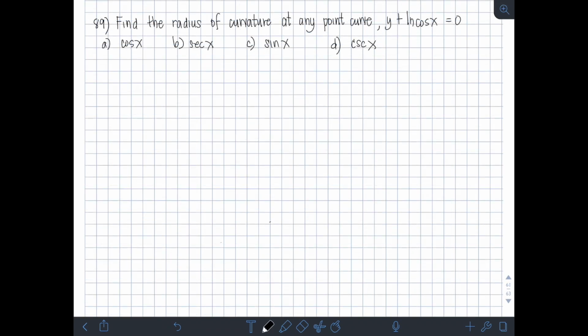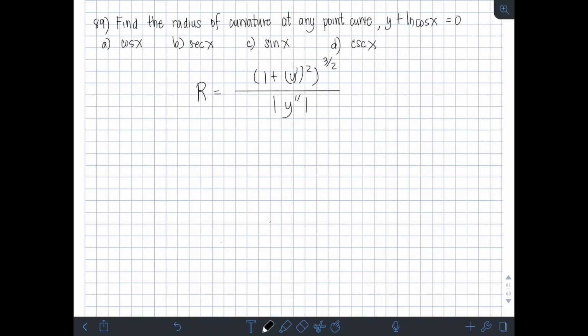Okay? Next, we have, find the radius of curvature at any point of the curve y plus ln cosine x equals 0. Okay, so radius of curvature. So, meron lang tayong formula dyan. So, radius of curvature, let's say capital R, is equal to 1 plus y prime squared quantity raised to 3 halves divided by absolute value of y double prime.